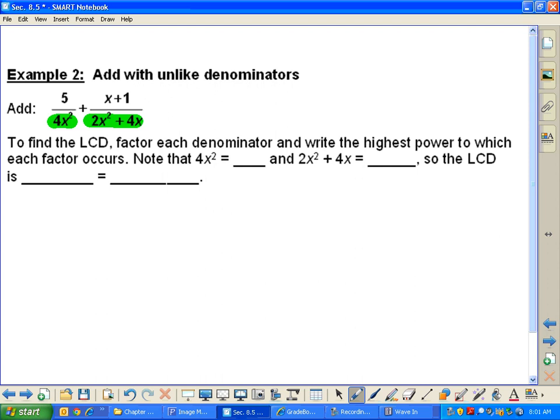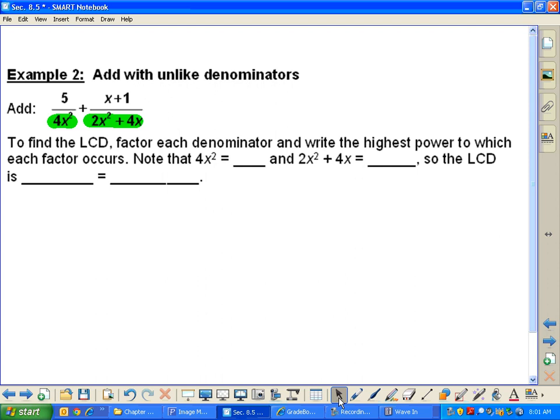If the denominators aren't the same, you probably let out a little sigh because there's a little more work involved. You have to find that common denominator in order to be able to add the fractions together. So you'll see here they talk about step 1 in that line that they have typed out right there. Step 1 in this particular process is to find the least common denominator. So I'm actually going to go ahead and let you do that. I need you to find for me the LCD between 4x squared and 2x squared plus 4x.